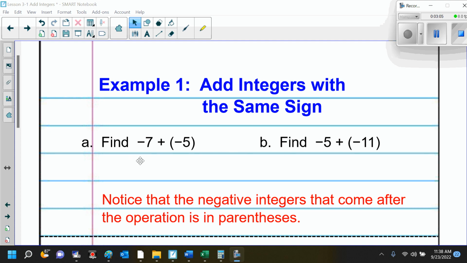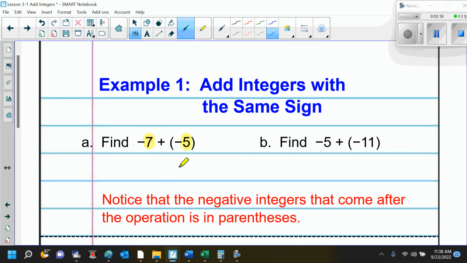So here we want to find negative 7 plus negative 5. So what is it that I need to do with the 7 and the 5? We just add them together. So what's 7 plus 5? 12. And because both of my integers are negatives, my answer is going to be negative. So negative 7 plus negative 5 is equal to negative 12.